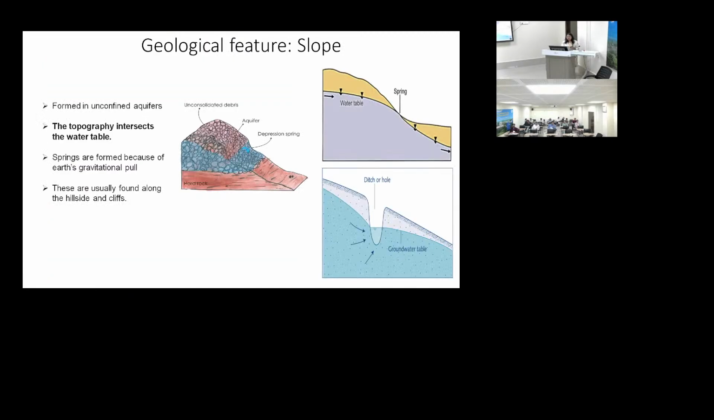Next geological feature that we will have to consider is the slope. When the slope intersects with the local water table, then only will a spring come onto the surface. It can appear as a gush of water like this one, or it can also create a ditch or hole in the surface, and it may appear as a well on the surface.